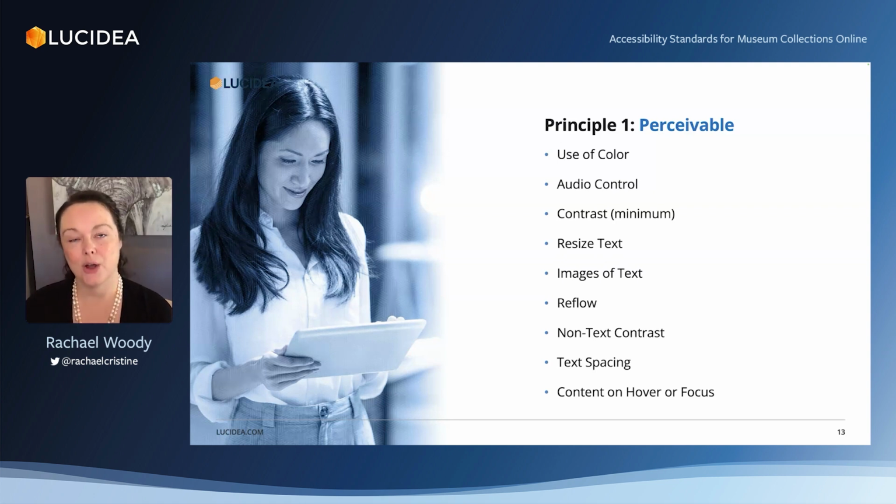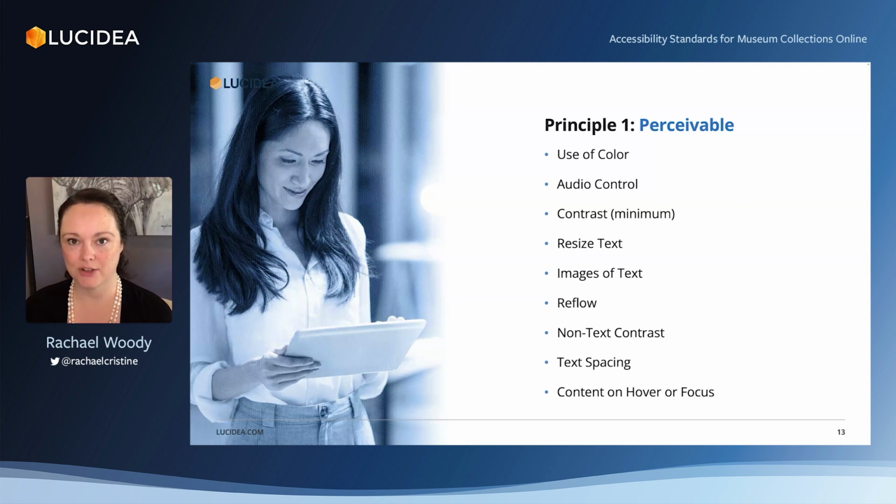Then contrast. There's a contrast minimum and ratio to keep in mind when we're thinking about the use of text and images, specifically as they're presented with your collections management system online. It's a 4.5:1 ratio, and there are some noted exceptions. So this is one area where I definitely recommend you go to the WCAG resources and guidelines to learn what those exceptions are, and also how you can determine the appropriate ratios to meet that threshold and perhaps exceed it.